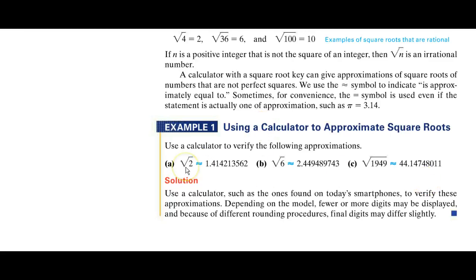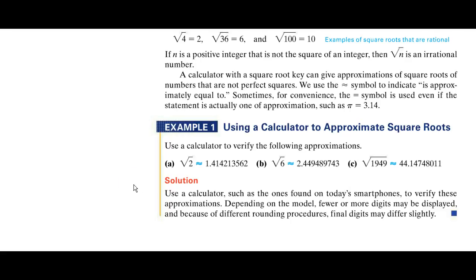And there's the square root of 2. We usually think of it as 1.414. Square root of 6, I don't know that anymore. And the square root of 1949. That was when I was in the 7th grade. And the wavy lines indicate it's an approximation since it's not an exact answer.